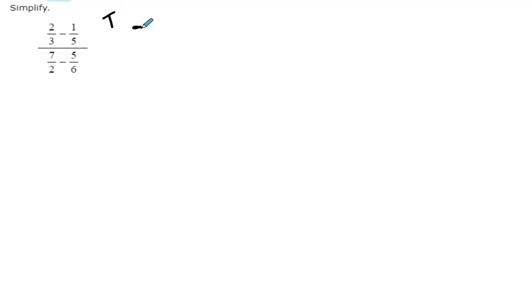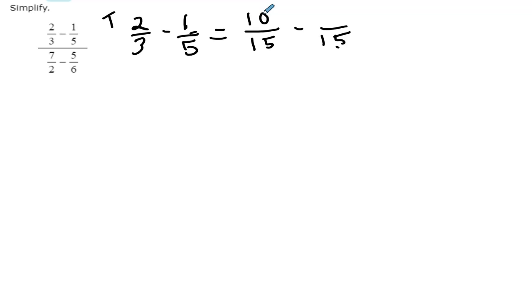So I have 2/3 minus 1/5. So when we're subtracting fractions, I need to get a common denominator. So in this case, my common denominator is 15. So 3 times 5 is 15, so 2 times 5 is 10. 5 times 3 is 15, so 1 times 3 is 3. I then subtract, so my top is 7 over 15.